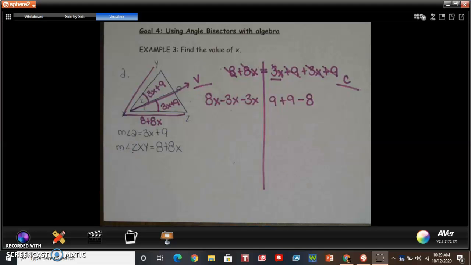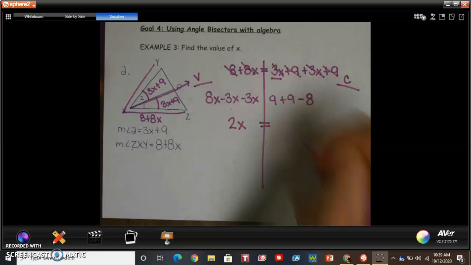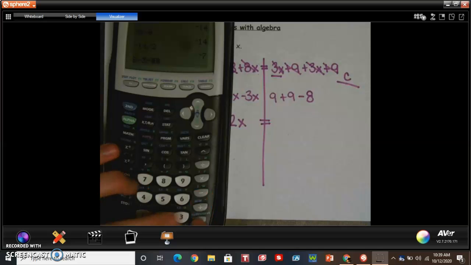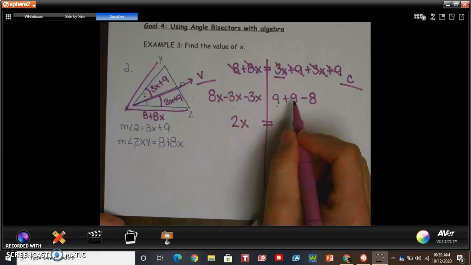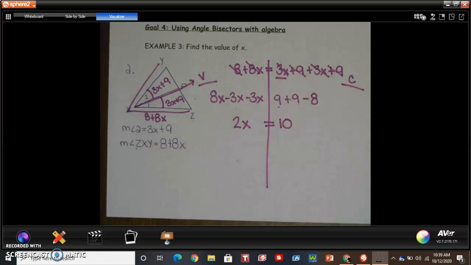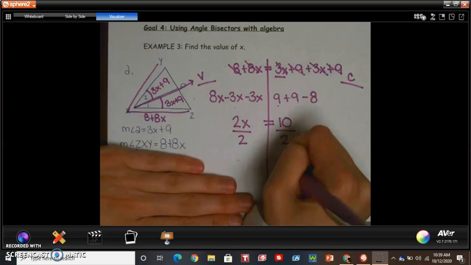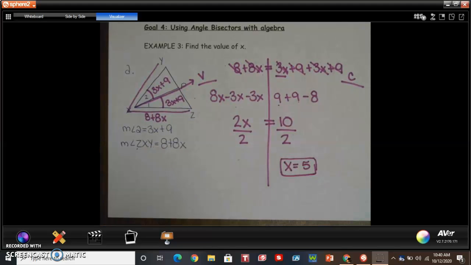All right, here we go. So 8x minus 3x leaves us with 2x. Again, use your calculator if you need help. You can take your calculator and go 8 minus 3. Okay? Then we have 9 plus 9 minus 8. That leaves us with 10. Okay, to solve for x, we divide by 2, leaving us with x equals 5. Ta-da!